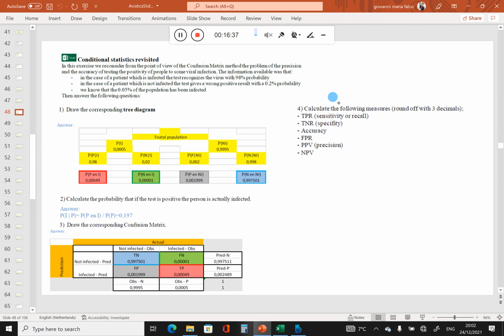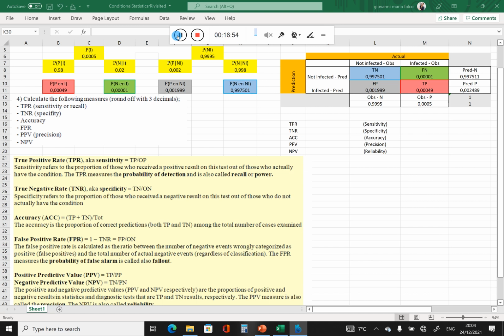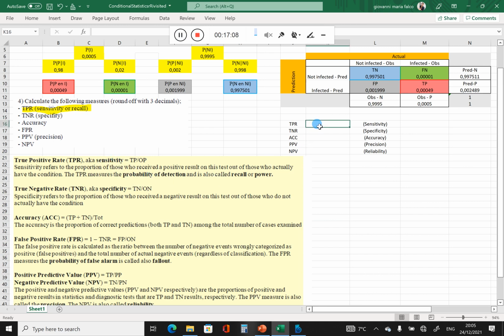Basically, we have to calculate the following measures, and here I have at least 6 definitions, which I have to first explain and then to calculate. So the first measure that we should calculate is the true positive rate, or also called sensitivity. And we see that according to the definition, this is given by the ratio between the true positive, so I write here the definition, true positive, divided by the total observed positive.